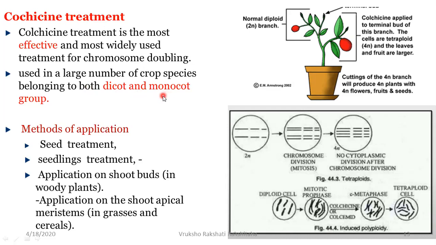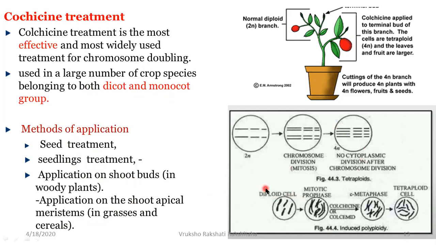Now, what are the different methods of application of colchicine? It may be by seed treatment or by seedling treatment, or the colchicine can be applied to the shoot buds in case of woody plants, or it can even be applied to the shoot apical meristems, especially in case of grasses as well as cereals.